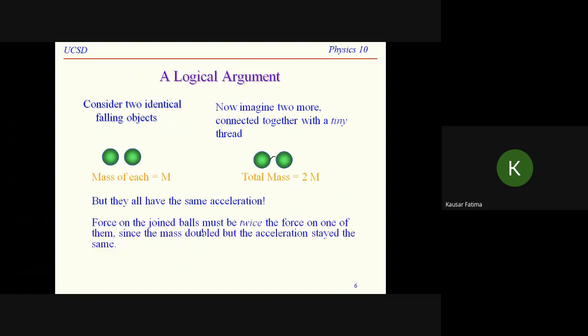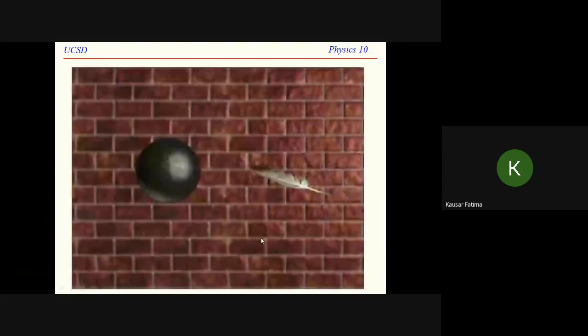Force on the joint mass must be twice the force on one of them. Okay, on one mass here it is m, so on two masses which are joined, it will be 2m. So the ratio of force to the mass will be the same. So gravitational force must be proportional to the mass.